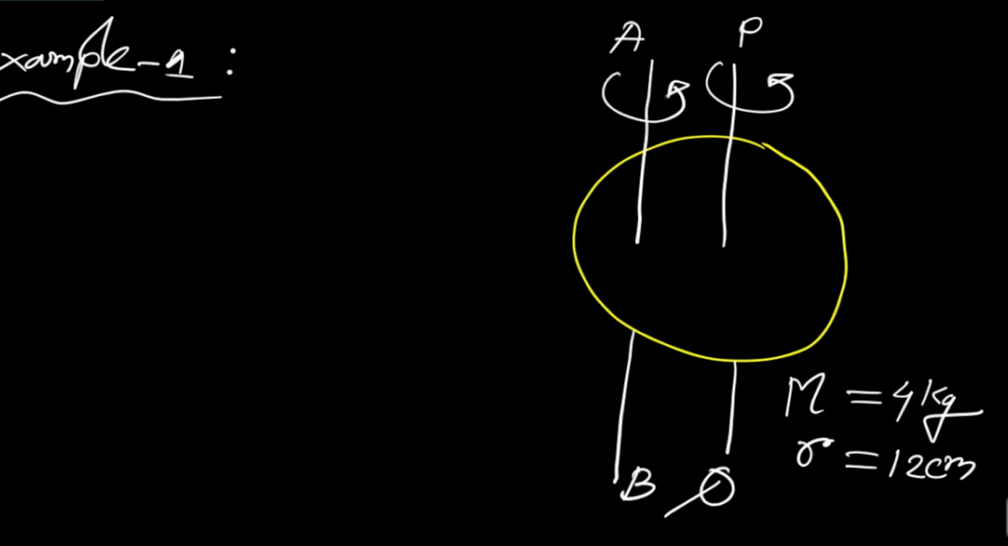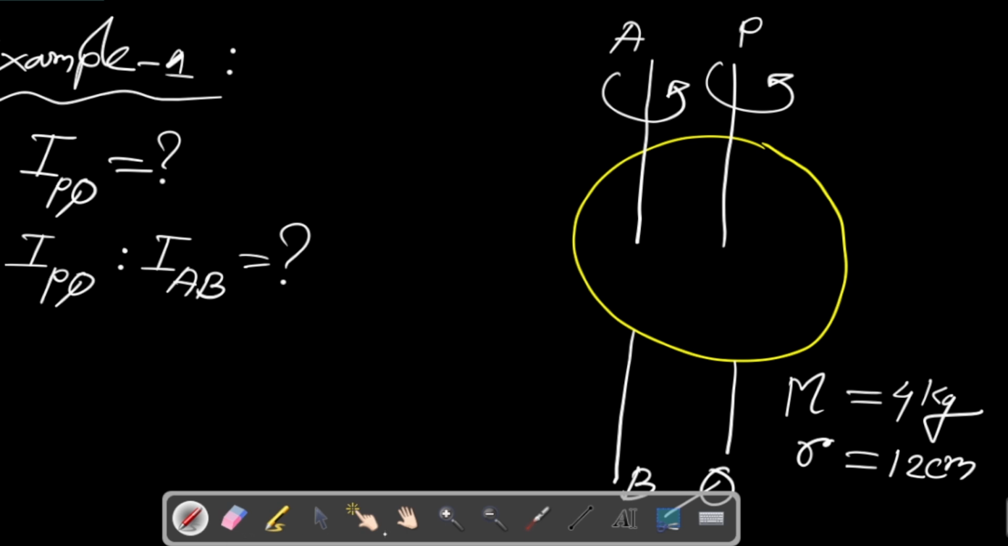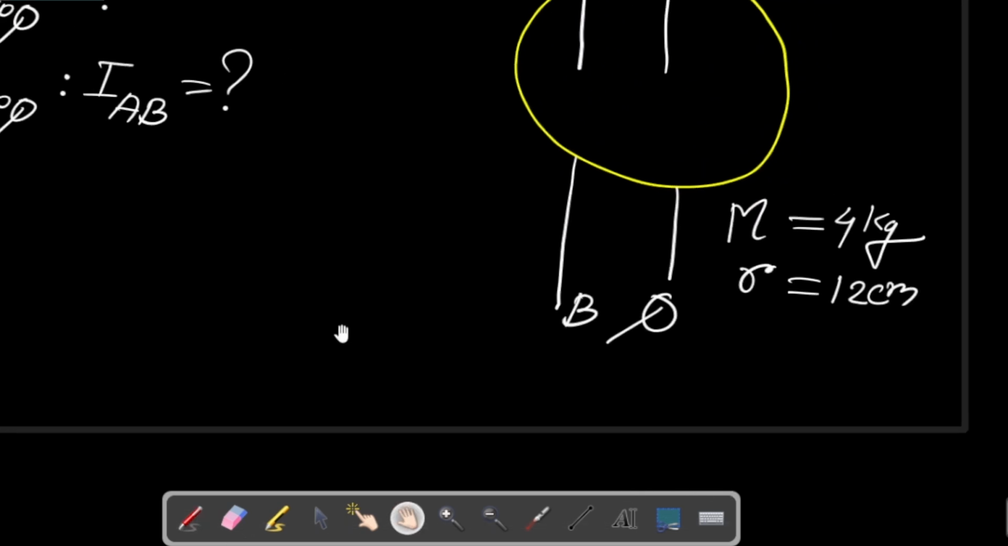Now our duty is to find the moment of inertia. At first, part C: the moment of inertia for the rotational axis passing through the center and normal to the circle, and this is the PQ axis. Then part D: what will be the ratio of moment of inertia I_PQ to I_AB? This is our problem. My dear students, try to understand how we can solve this type of problem. Already we discussed all the rules of moment of inertia. Now we try to solve.